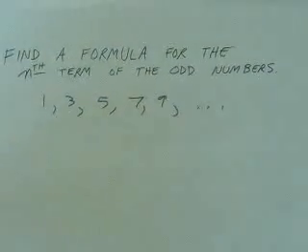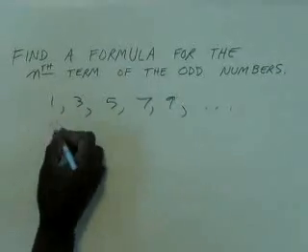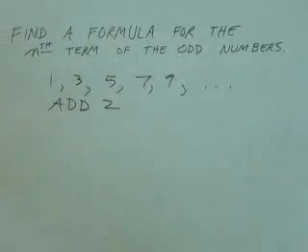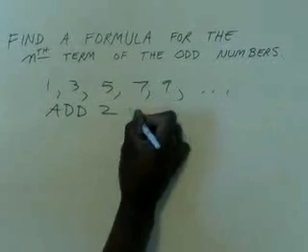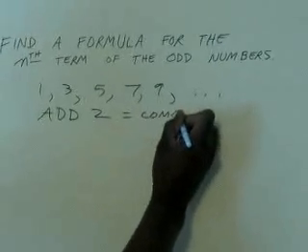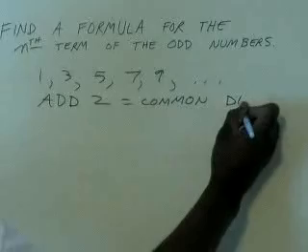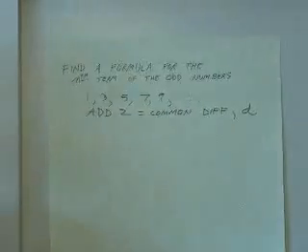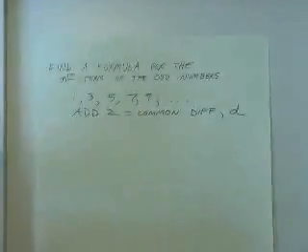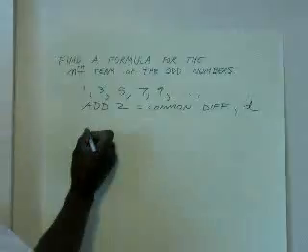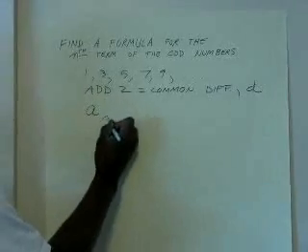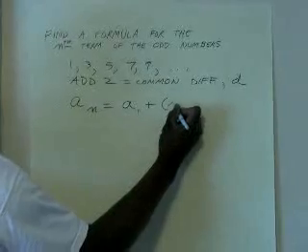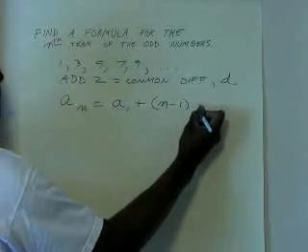This is an arithmetic sequence because we add 2 to go from term to term, which makes 2 our common difference, or in the formula, d. The general formula for the nth term looks like this. a sub n is a sub 1 plus n minus 1 times d.